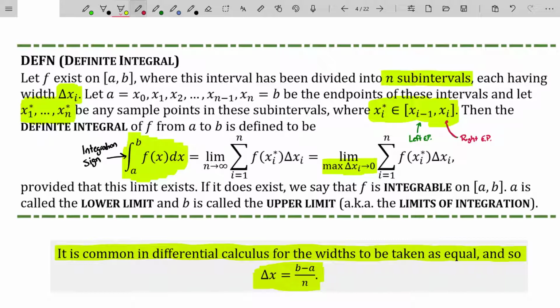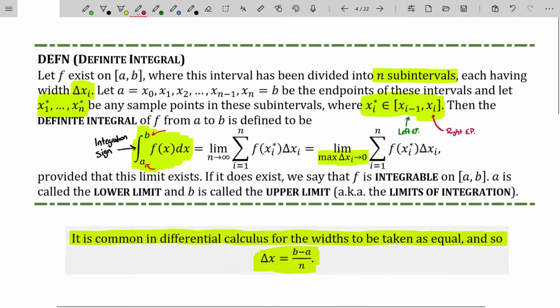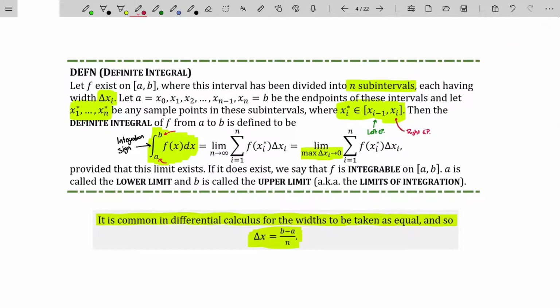This a right here is called the lower limit, and b is called the upper limit. So you have a lower and an upper limit for your integral, and they're also known as the limits of integration. All right, so that is the actual true definition of a definite integral. Now that we know that it's nothing really magical, all it is is a Riemann sum, and we're just allowing n to go to infinity, we can now start Calc 2.